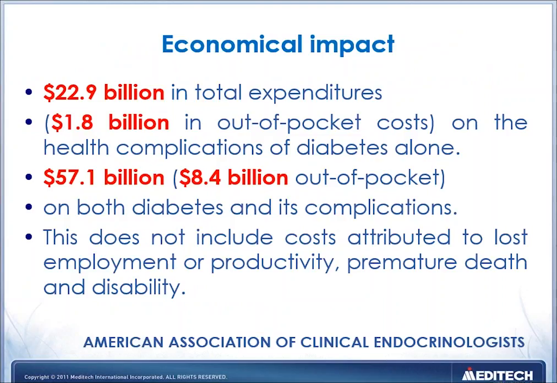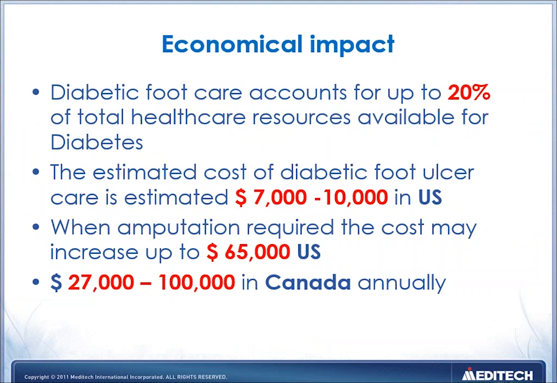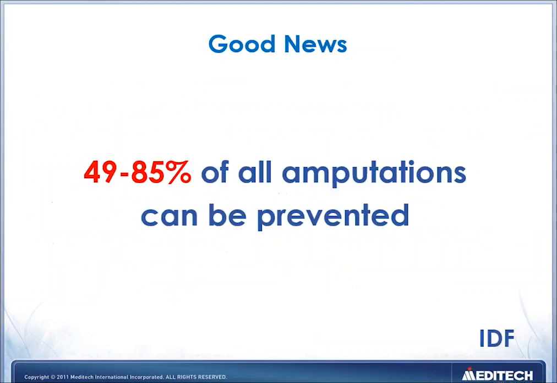We're looking at data I have gathered from the American Association of Clinical Endocrinologists. And here's a massive number: $57.1 billion on diabetes and its related complications. Diabetic foot care accounts for up to 20% of total healthcare resources available for diabetes, and the estimated cost of a diabetic foot ulcer in the United States would be $7,000 to $10,000. When amputation is required, because of the cost of the surgical procedure, it goes up to $65,000 US. In Canada, roughly, it's going to be somewhere between 27 and 100,000 Canadian dollars annually.